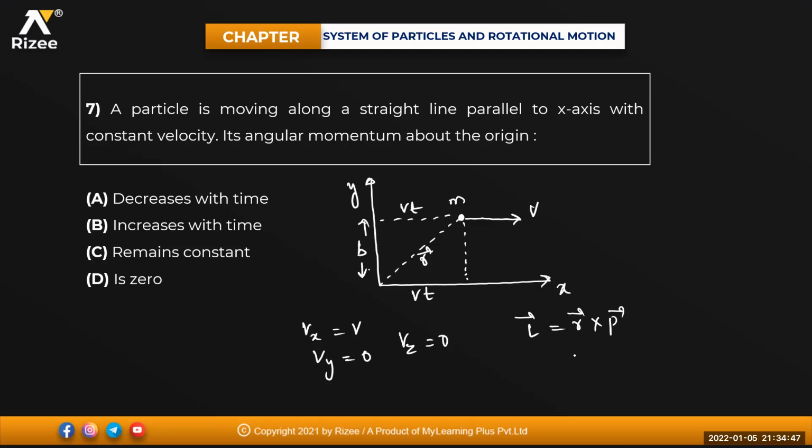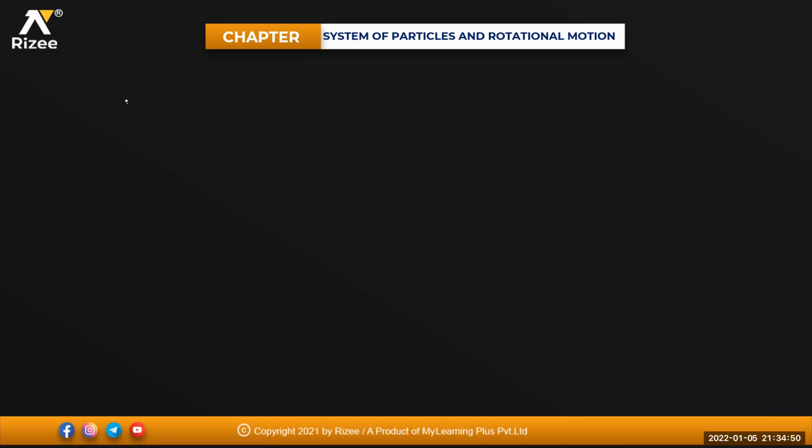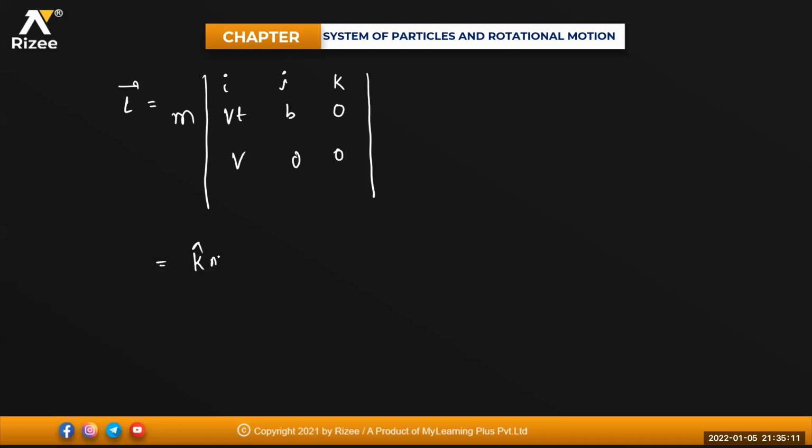Okay. If I'm writing in these conditions, L bar is equal to the determinant of i, j and k. This one is L is equal to m. This is x, which will be equal to v into t. This is b, this is 0. Velocity v, 0 and 0. So if I'm simplifying, this is k cap into m, vt into 0 minus v into b. So that will become minus mvb into k cap. That means that will remain constant.